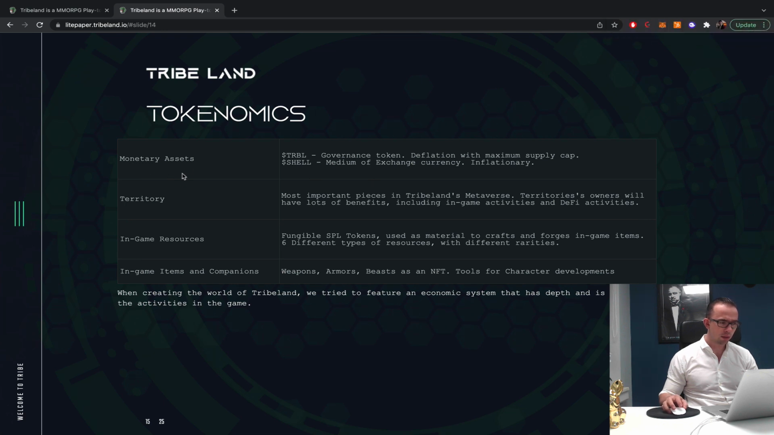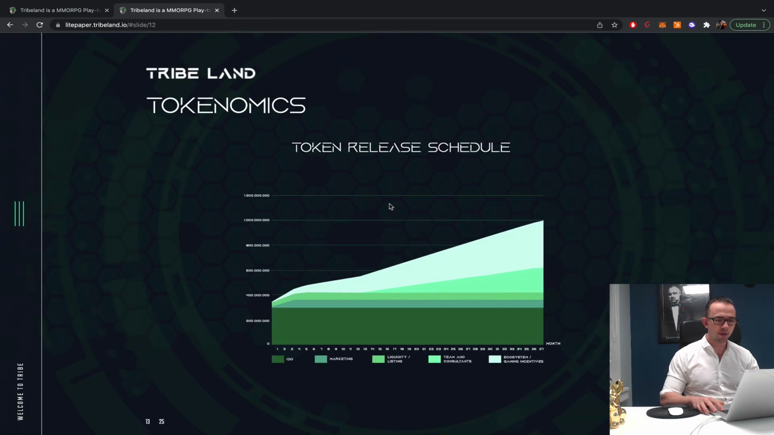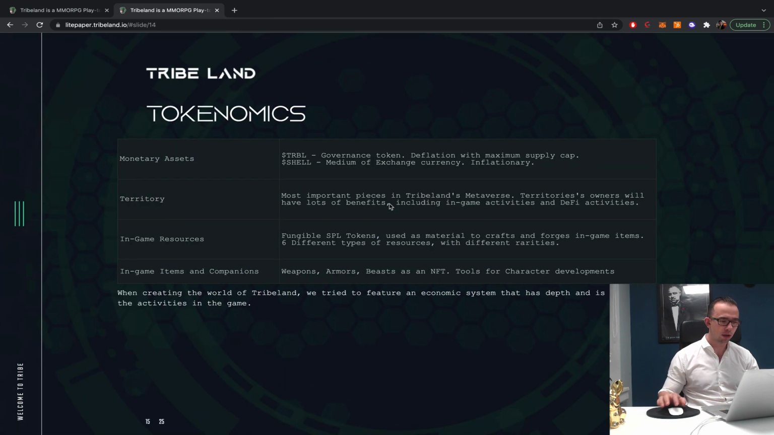Yeah, okay, so here we have the different settings as I just read them. So you got the monetary assets, which are the governance token, which is Tribeland, right? Deflationary with a maximum supply cap, and then Shell with inflationary, as per all the games that follow the same system. Territory, most important piece in Tribeland Metaverse. Territory owners will have a lot of benefits, including in-game activities and DeFi activities. What are these activities, I would like to know? Because I think that if this is such an important part of your project, we should be able to know what that actually is.